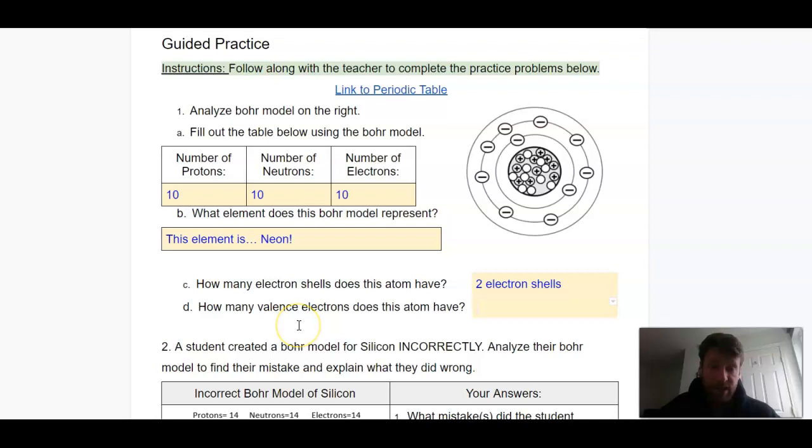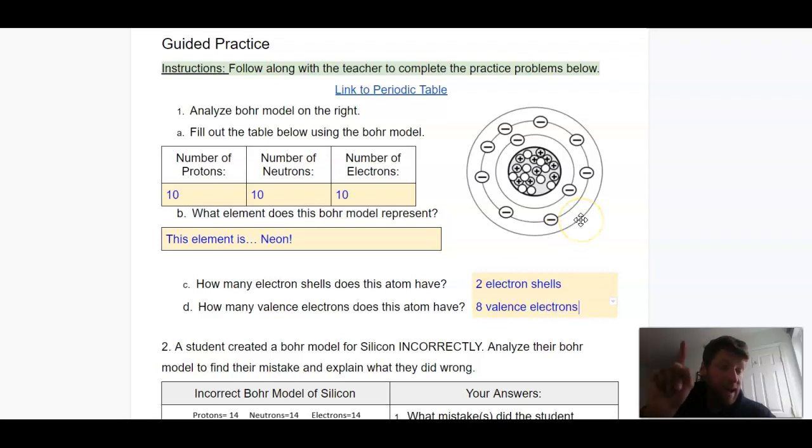How many valence electrons does this atom have? Okay, so we're going to start at the nucleus. We're going to go to the outermost ring with electrons. So that's the second one. And we'll count up all of the electrons. 1, 2, 3, 4, 5, 6, 7, 8. It has 8 valence electrons.